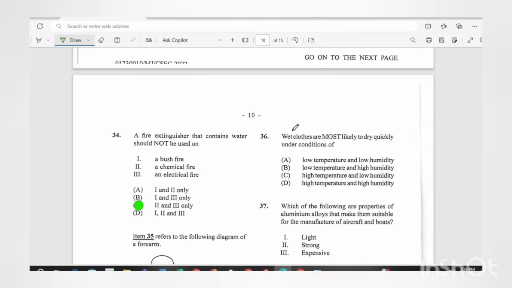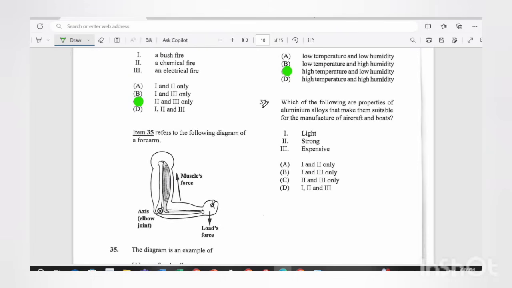B. 36. Wet clothes are most likely to dry quickly under conditions of low temperature and low humidity, low temperature and high humidity, high temperature and low humidity, or high temperature and high humidity. The answer there is C. High temperature and low humidity. Question 37. Which of the following are properties of aluminium alloys that make them suitable for the manufacture of aircraft and boats? 1. They're light, 2.